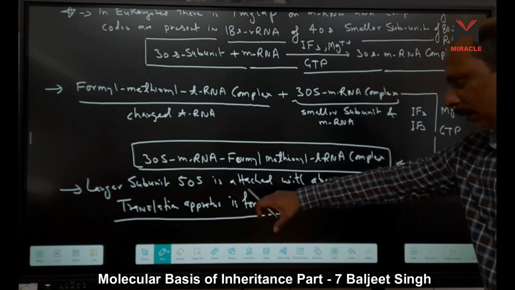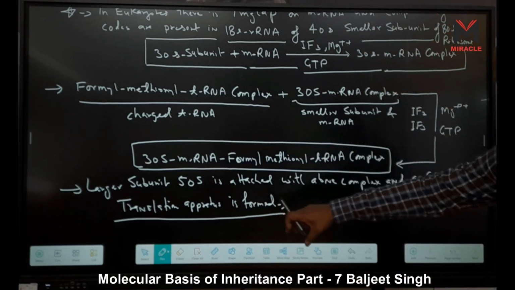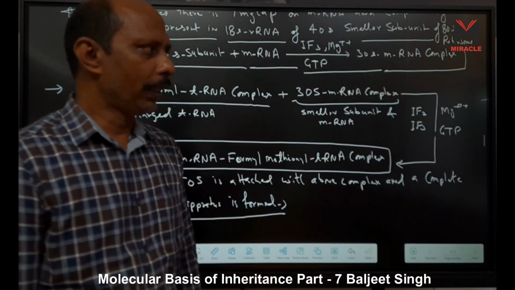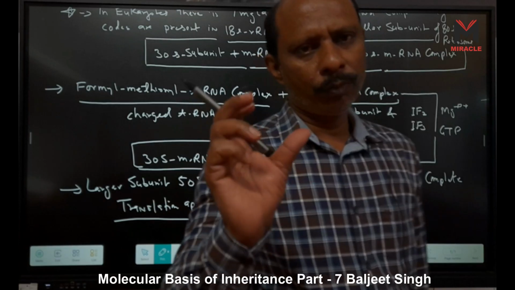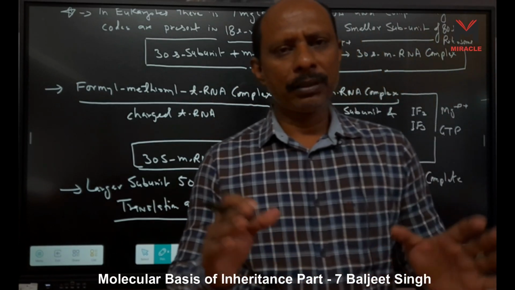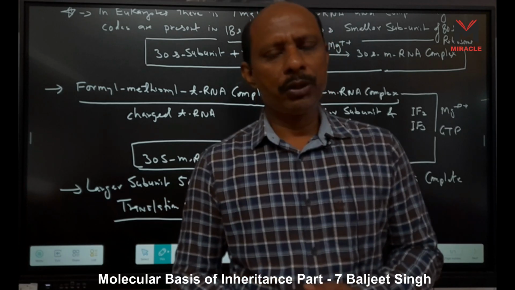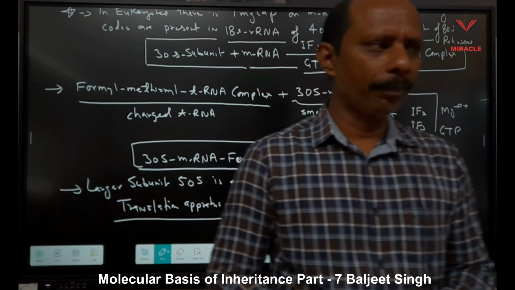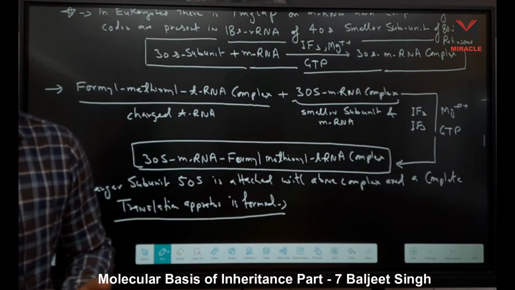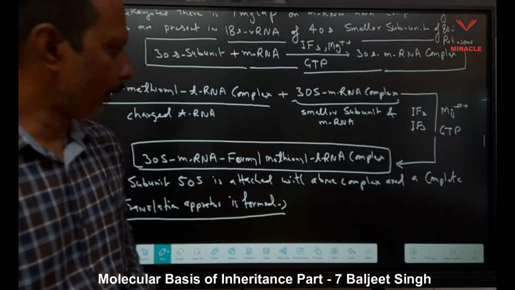This complete translation apparatus is formed. Here the larger subunit is there. The larger subunit has two sites. Actually, in some books it is given as 3 sites, but in our NCERT it is given as 2 sites. One is called the A site, another one is called the P site. In some books 3 sites are given, A, P and E site, right?